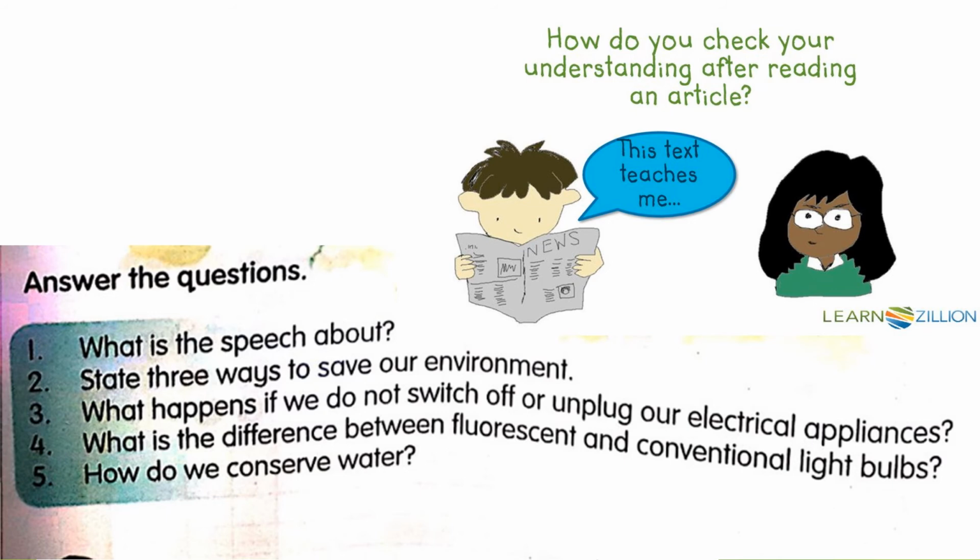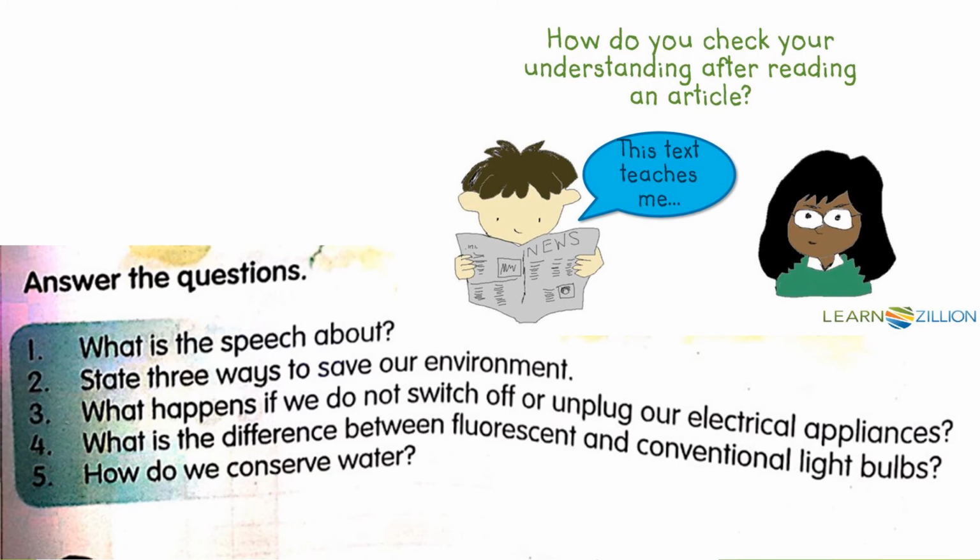Okay, how do you check your understanding after reading an article? After that speech that we just read together? So you have to answer these questions. What is the speech about? The speech is about how young people like you can save our Mother Earth. Say 3 ways to save our environment. Do you remember? First one, switch off and unplug all electrical gadgets when not in use. Second, switch to energy efficient lights. Third, you can also collect rainwater.